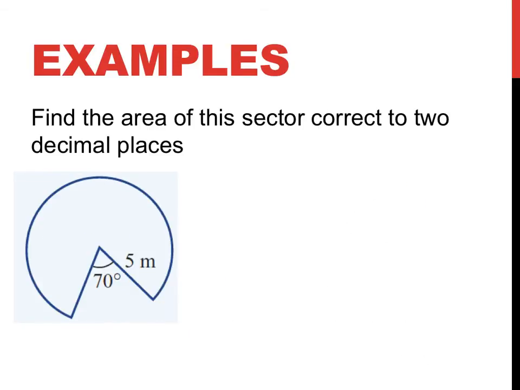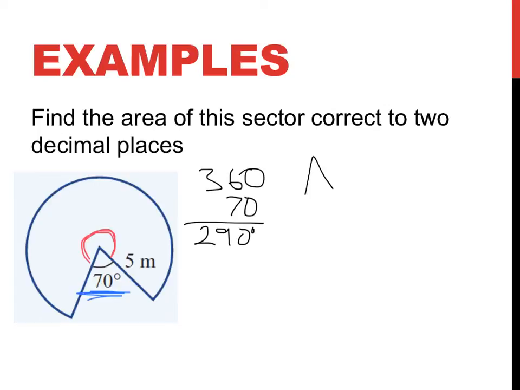Okay, what makes this question different? Well, you might notice that this 70 degrees is on the outside. Remember, I'm not concerned with what's on the outside. I'm concerned with what part of a sector I have. I actually have all of that in there. So I have to quickly work out 360 minus 70, which becomes 290 degrees. So my area equals something over 360 times pi, the radius squared.